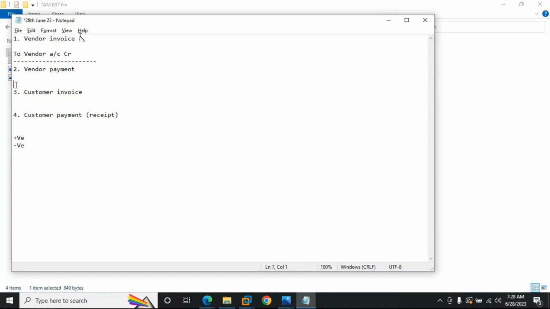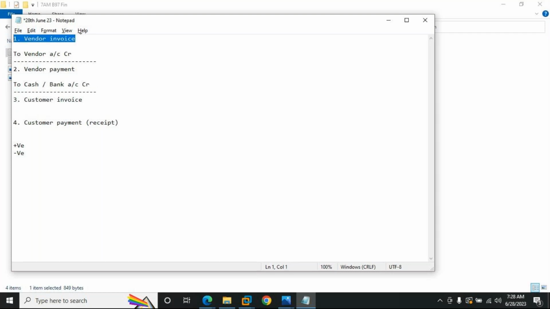Okay. Now, if it is a vendor payment, then money goes from my cash. My money will be going out. At the time of vendor invoice, I need to pay money to the vendor, so the vendor will be credited. Now, if you are doing payment, your money is going out from the cash. If it is a customer invoice, the customer account will be debited, because you need to collect money from the customer.